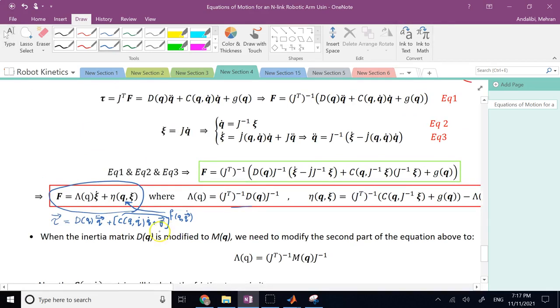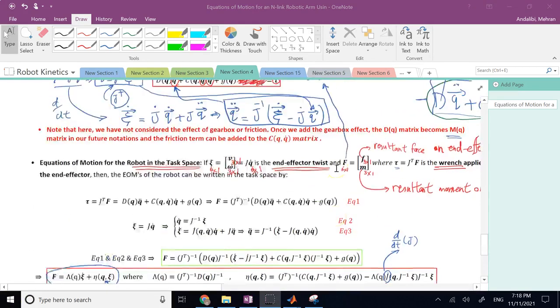If later, as I said, we replace the D matrix with the M matrix, the only thing that would change in this equation will be in your lambda. Your lambda is a function of D, so later it will be a function of M instead of D, where M has the effects of the gearbox in it. So we are going to ultimately see this form of lambda in our task space equation.